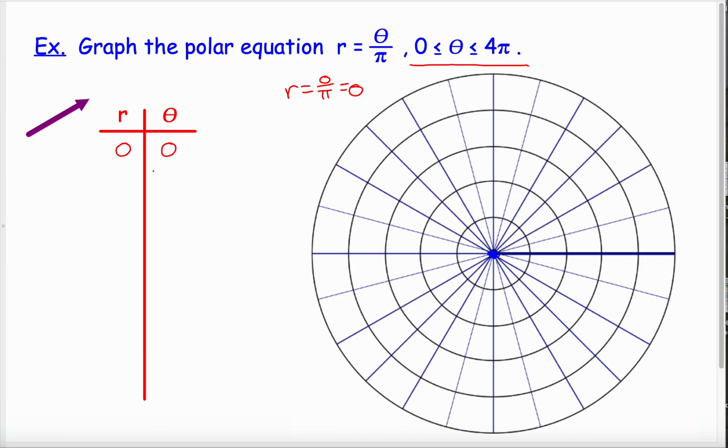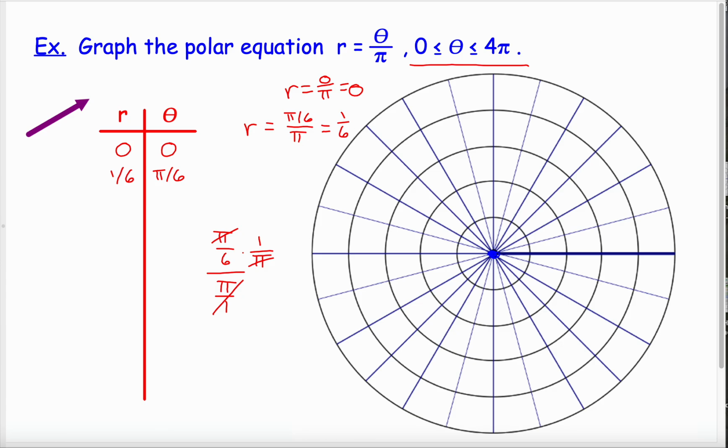Okay, let's pick another angle. How about pi over 6? So r is going to equal theta over pi. Oh wait, so I'm plugging in pi over 6 for theta, and then I'm dividing it by pi. How do I do that? Wait a minute. Let me write it over here. Pi over 6 divided by pi. I could make that pi over 1. And now I have a complex fraction, and I know dividing by a fraction is the same as multiplying by its reciprocal. Ooh, and the pi's cancel out, and I get 1 over 6. So when theta is pi over 6, r equals 1/6.